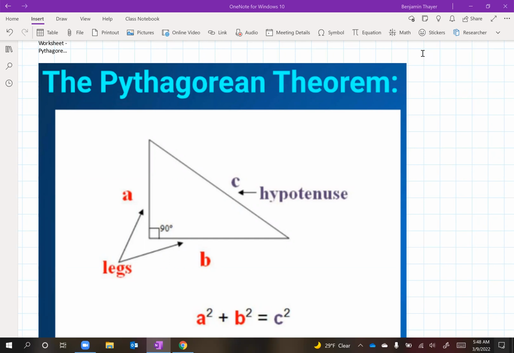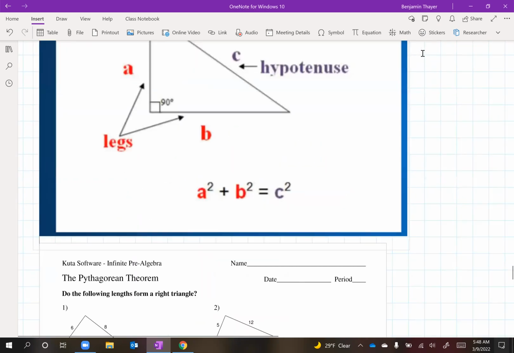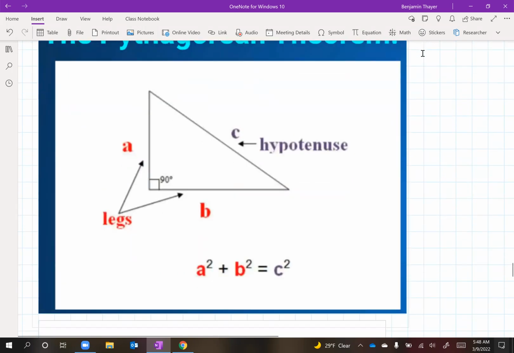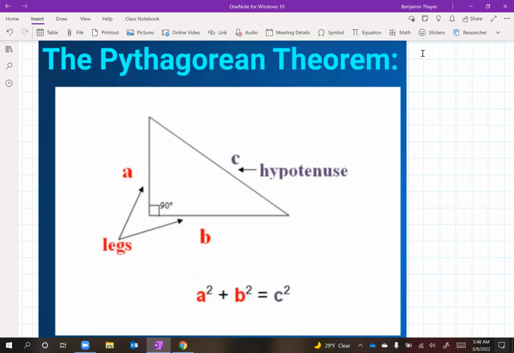A few things before we get started. Make sure you have your graphing calculator. Make sure you have this Pythagorean Theorem worksheet because we're going to do some problems off of there. And if you want some colored utensils, by all means, go ahead. And of course, your graphing notebooks. All right, let's get started here.